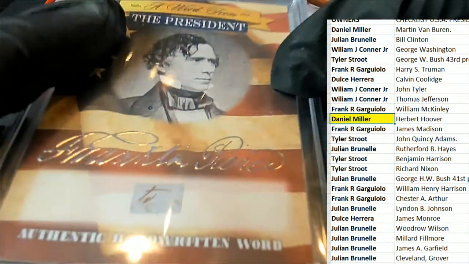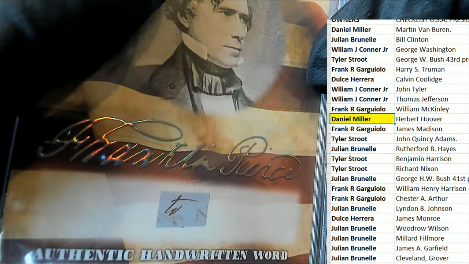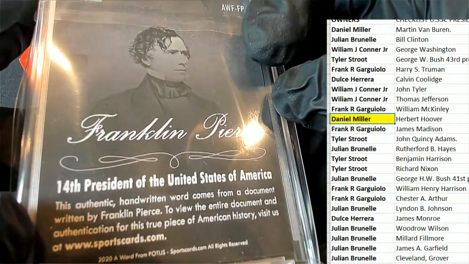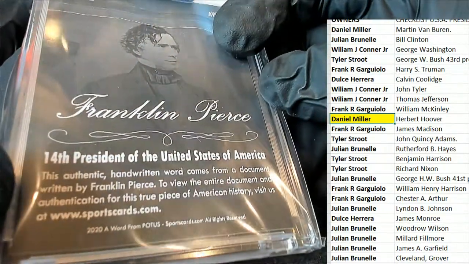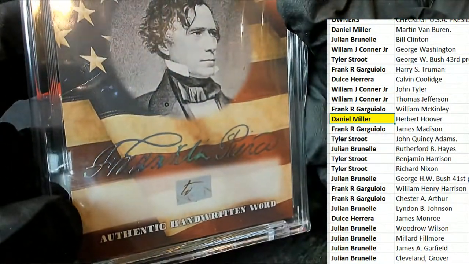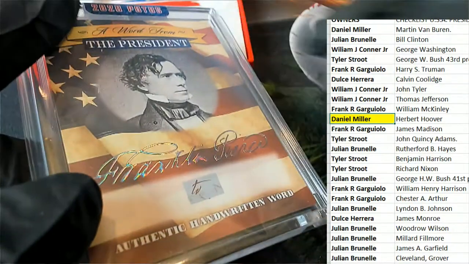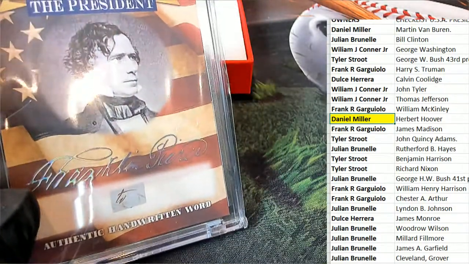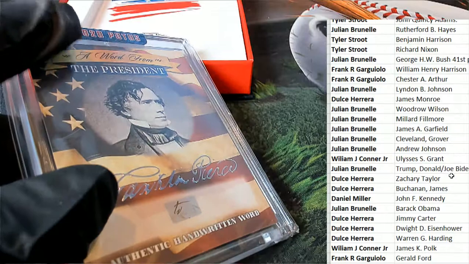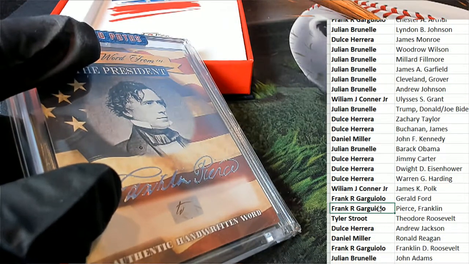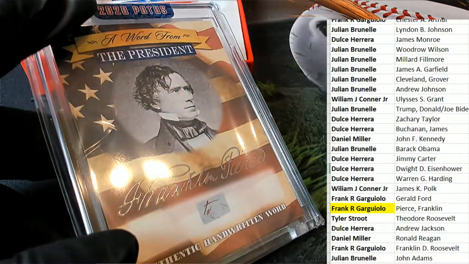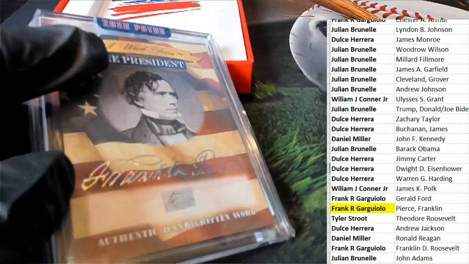Franklin Pierce. And it looks like the word is two. Fourteenth president of the United States of America. And you've got a written word by him, and it's the word two. Handwriting from a U.S. president, Pierce, from way back in the day. That's going to be Frank G. Congratulations, Frank, with your word written from the president.